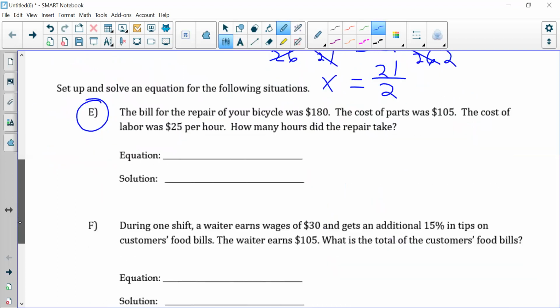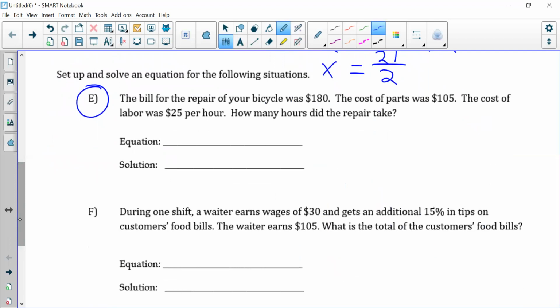All right, let's look at a word problem. Set up and solve an equation for the following situations. The bill for repair of your bicycle was $180. The cost of parts was $105. The cost of labor was $25 per hour. How many hours did the repair take?